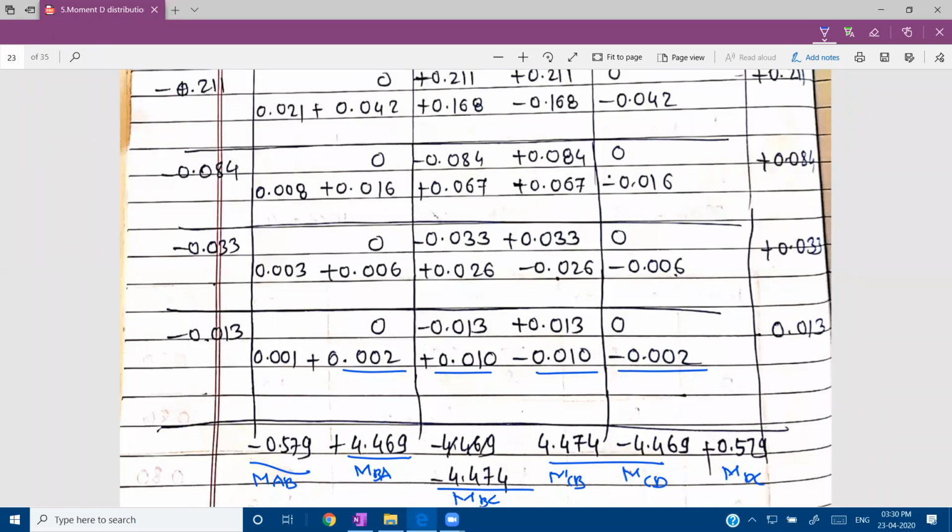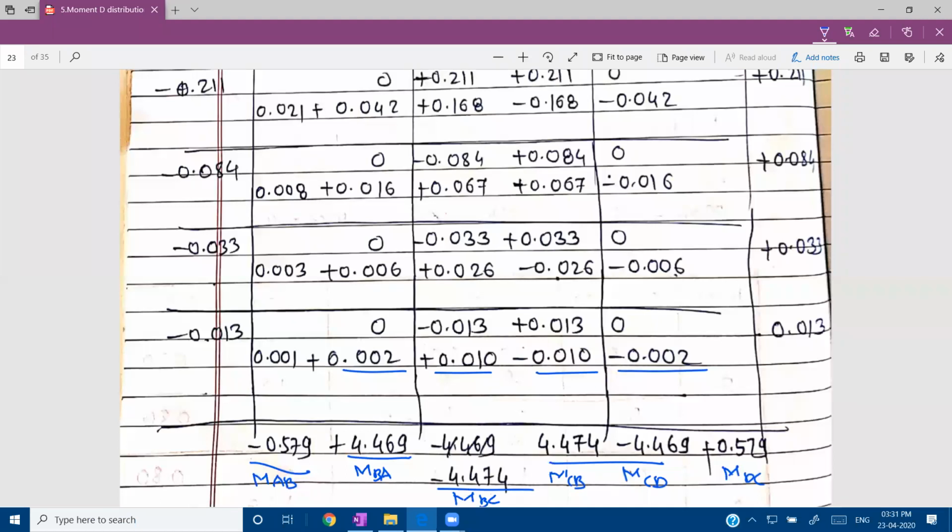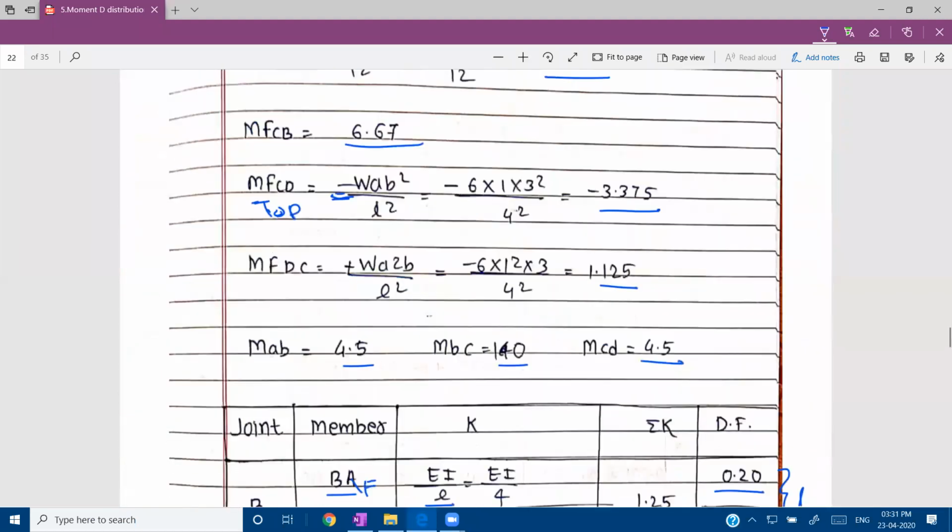Now the remaining part is drawing the bending moment diagram for this case. This portal frame is like this. Here a load of 6 kilonewton is acting, here also a load of 6 kilonewton is acting. Now the span moments for AB were 4.5, 10 and 4.5.